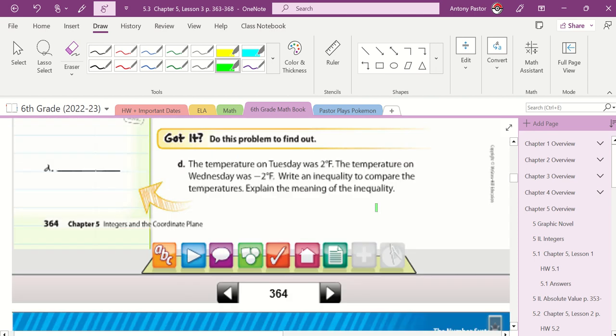All right. The temperature on Tuesday was 2 degrees Fahrenheit. The temperature on Wednesday was negative 2 degrees Fahrenheit. Write an inequality, compare the temperatures, and then explain the meaning. 2 is greater than negative 2. Since Tuesday was 2 degrees and Wednesday was negative 2 degrees, I can say it was a warmer day on Tuesday than it was on Wednesday, or Tuesday was warmer than Wednesday. And that would explain my inequality.